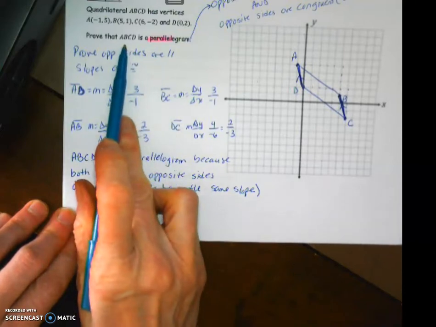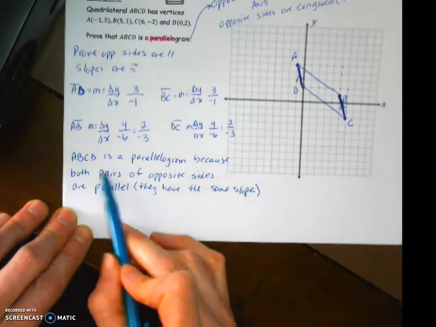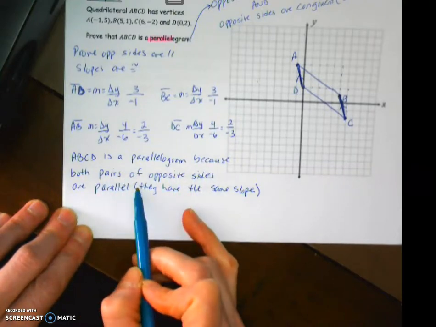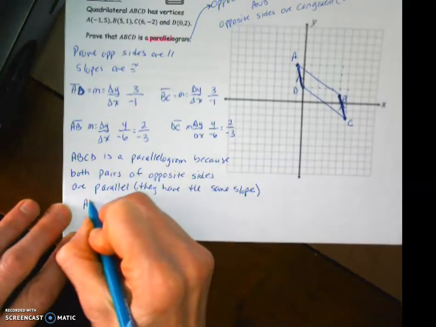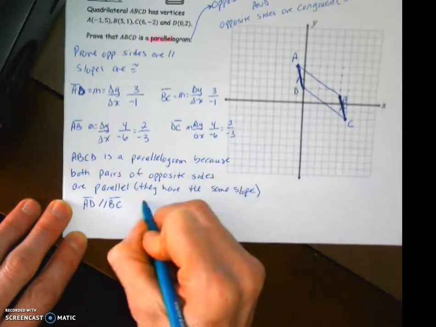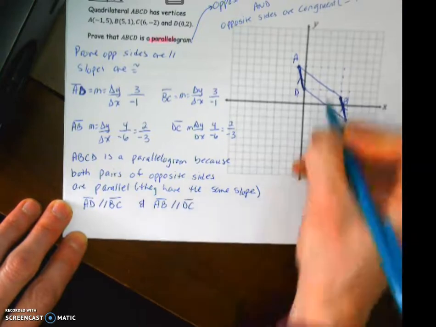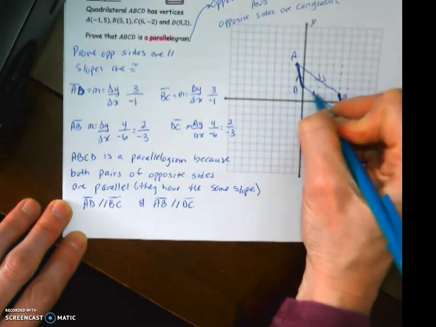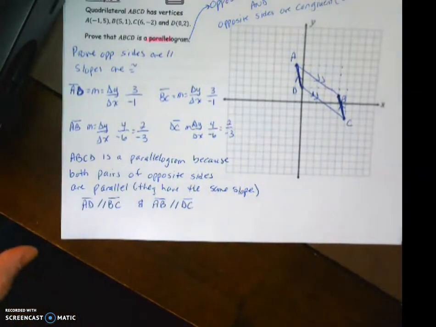Okay, it says prove. So in a statement, you're going to show your work and then make the statement. Both pairs of opposite sides are parallel. Showing here, okay, they have the same slope, meaning side AD is parallel to side BC, and side AB is parallel to side DC. Okay, now then you're done. You could have just been done. It's nice and easy, straight and simple.